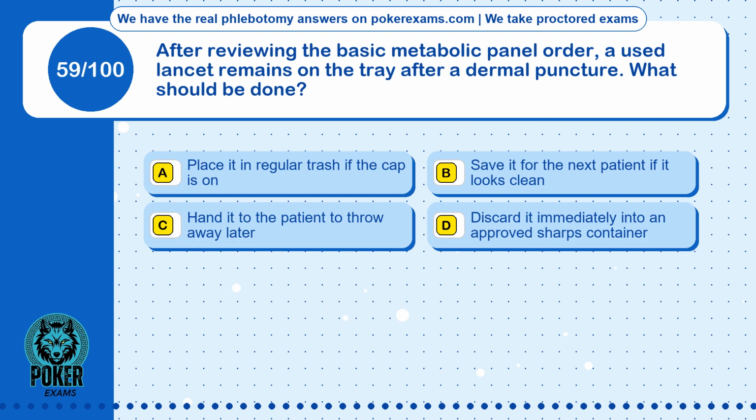Question 59. After reviewing the basic metabolic panel order, a used lancet remains on the tray after a dermal puncture. What should be done? Option A. Place it in regular trash if the cap is on. Option B. Save it for the next patient if it looks clean. Option C. Hand it to the patient to throw away later. Option D. Discard it immediately into an approved sharps container.